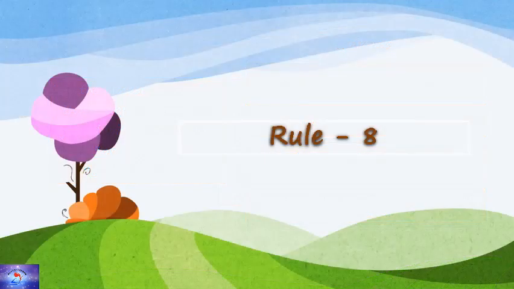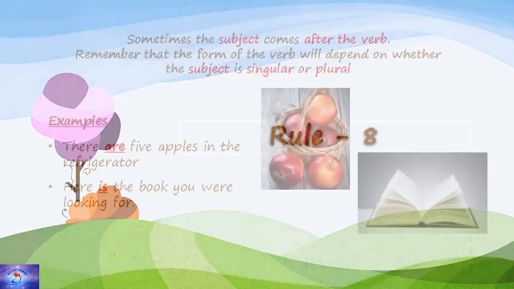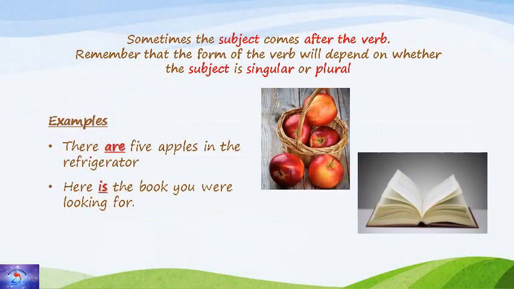Now let us see rule number 8. Rule number 8 says that sometimes the subject comes after the verb. So remember that the form of the verb will depend on whether the subject is singular or plural. For example, there are 5 apples in the refrigerator. So the subject comes after the verb are. So here the verb depends on the subject.